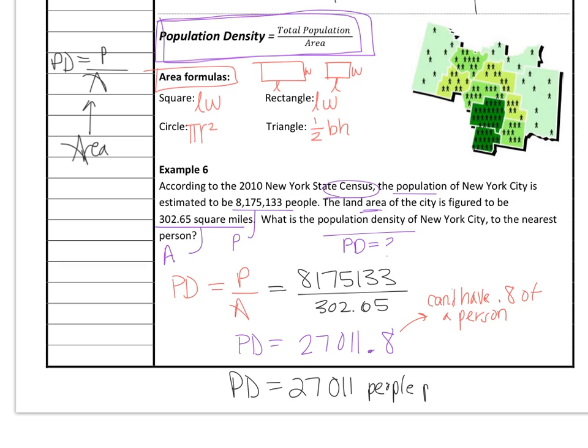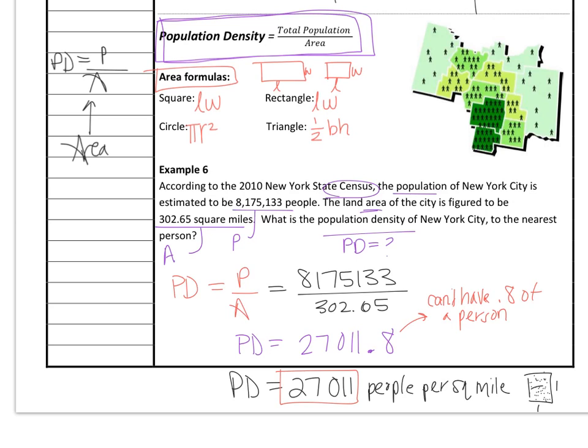And this is per square mile. So for every 1 mile block, there are 27,000 people. Can you imagine that? Living in a city with 27,000 people in a 1 mile square? That's insane. That's too many people for me. Anyways, this is our answer. You do not have to put units, but I put it there so that you could understand what's happening.